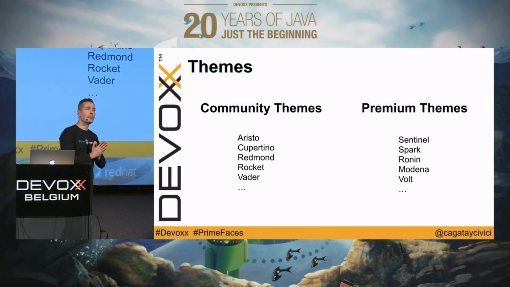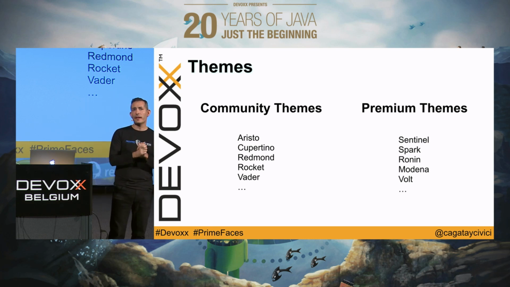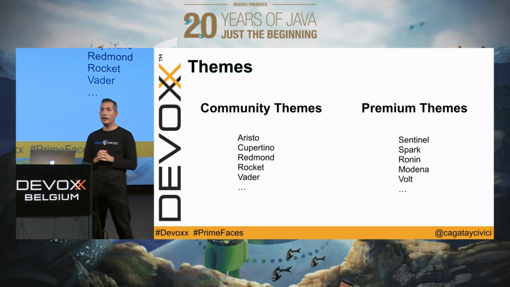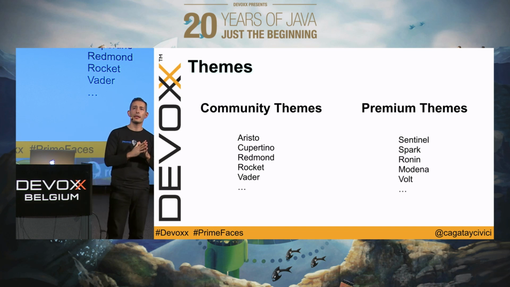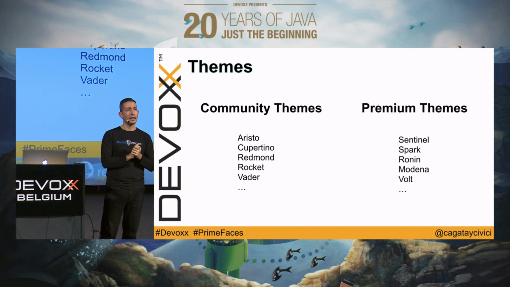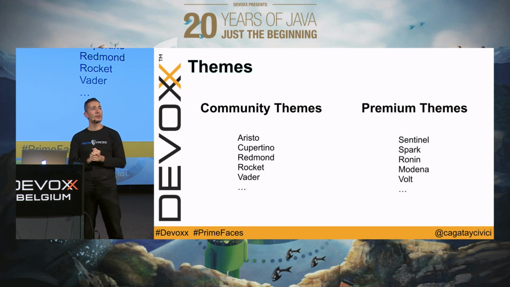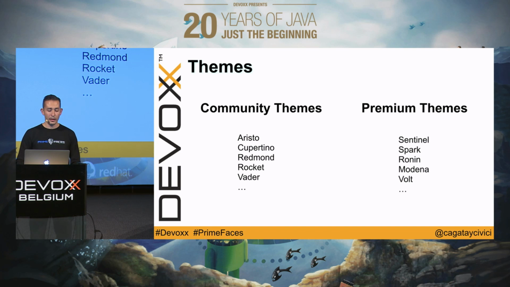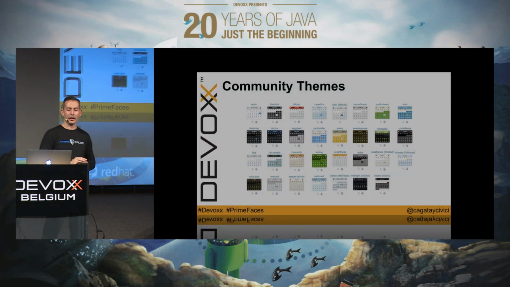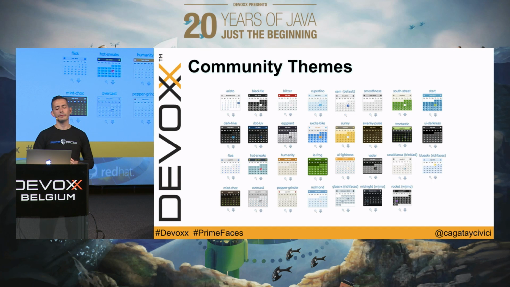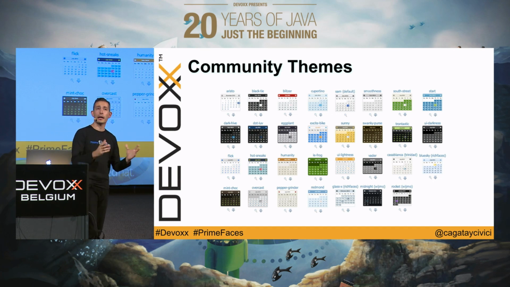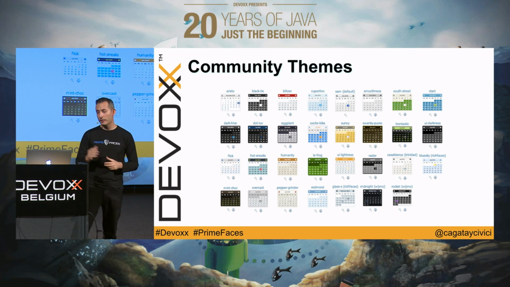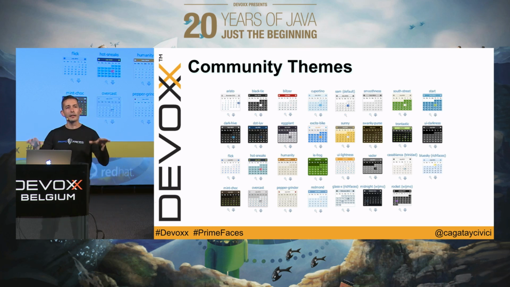Okay, so themes. PrimeFaces has a theme engine. There are 2 types of themes. One is community themes, which are based on ThemeRoller. They are free, and there are also premium themes, which are designed by a professional designer. So community themes, I think there are around 40 of them. They are mostly ThemeRoller based, but we also created some. For example, if you are migrating from RichFaces, there's a RichFaces theme, so that your UI will look the same, but the backend will be PrimeFaces.